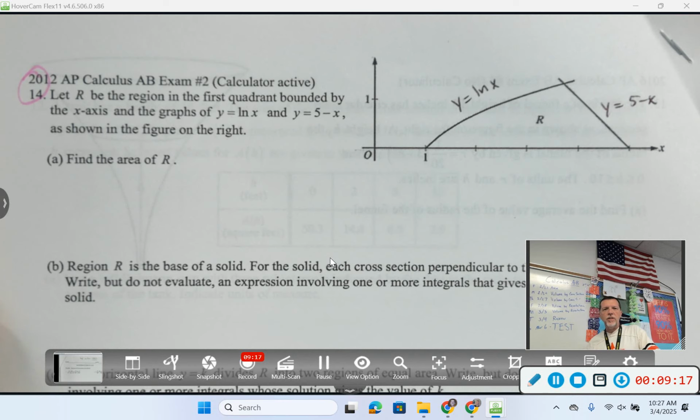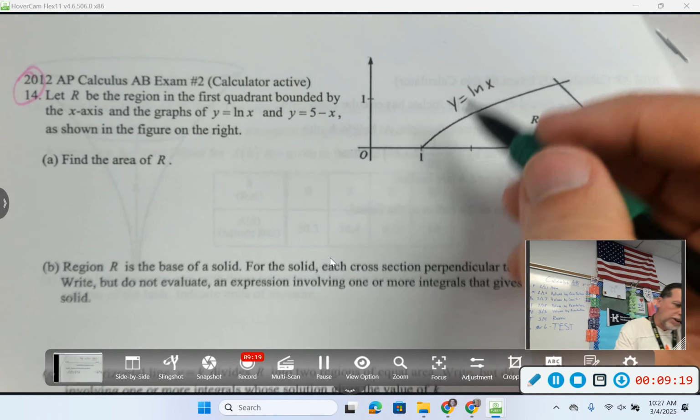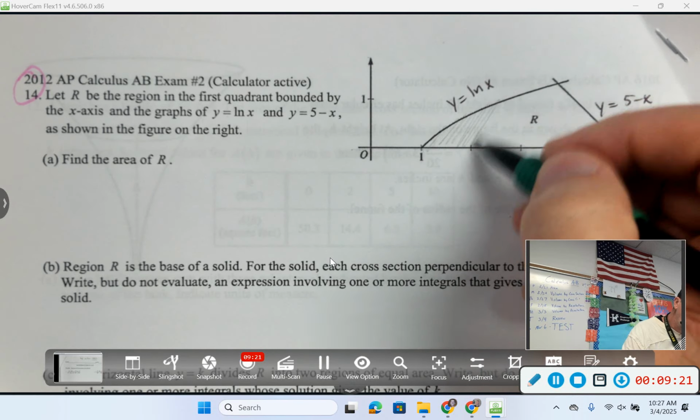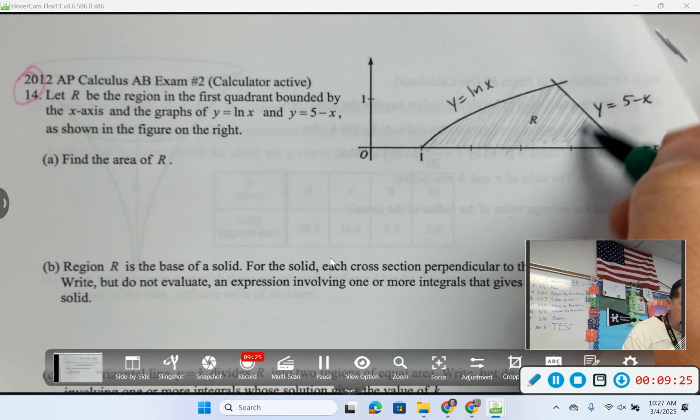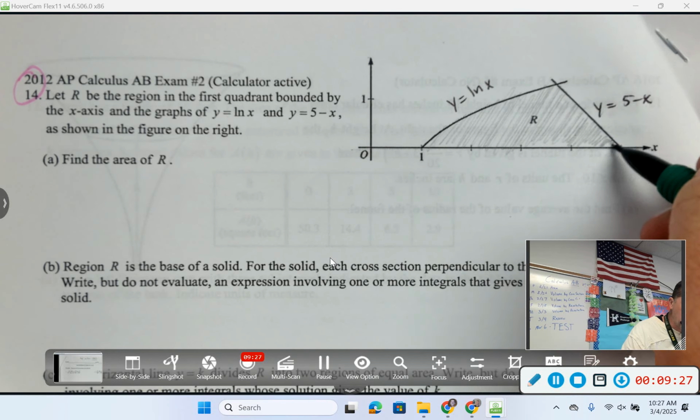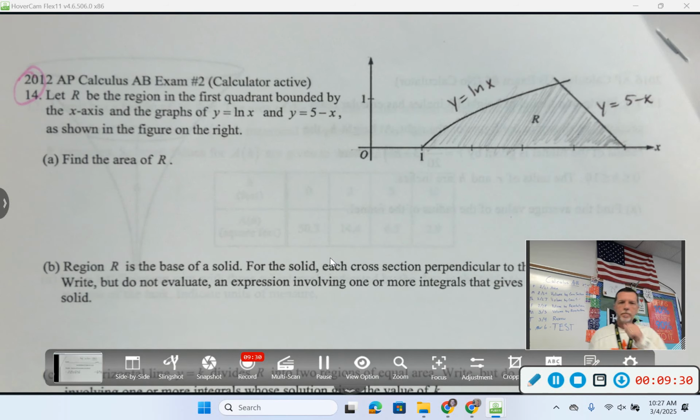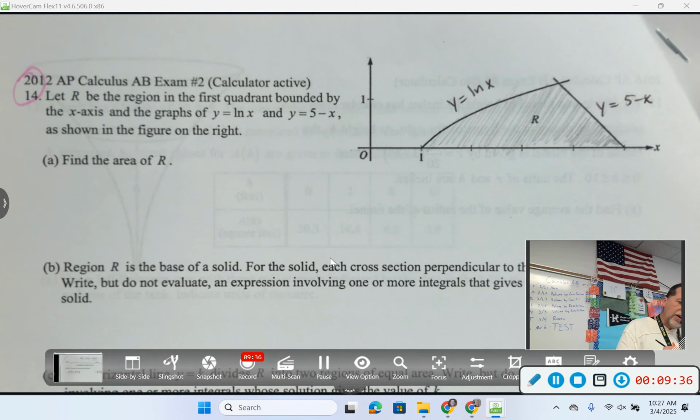As shown in the figure on the right. And R is that region. So R is, I'm shading very lightly because I'm guessing I'm going to draw lots of things on this picture. All right, part A. Find the area of R.